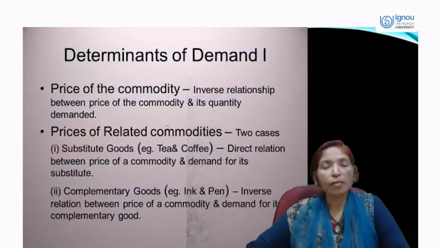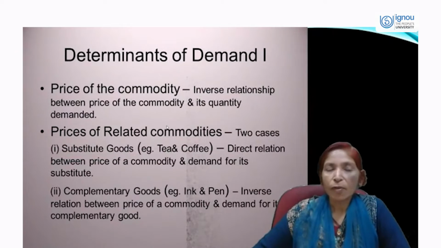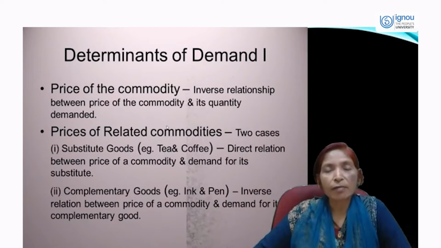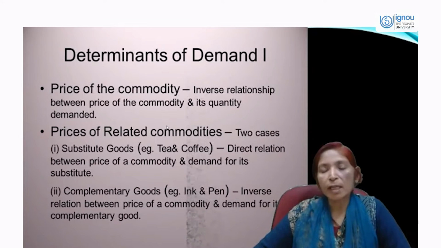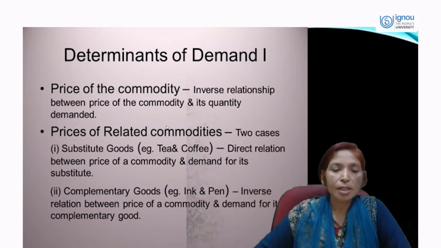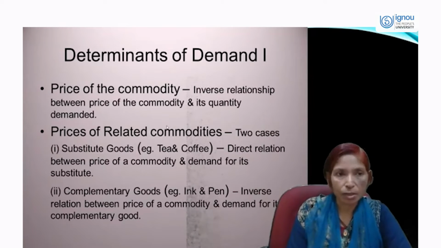Now, next is determinants of demand. As we have discussed, price of the commodity is the main factor affecting demand. It shows the inverse relationship between price and quantity demanded. And price of related goods mainly includes two types of commodities: one is substitute and the other is complementary. In case of substitute goods like tea and coffee, there is a direct relationship between the price of a commodity and the demand for its substitute good. And in case of complementary goods like ink and pen, there is an inverse relationship between the price of a commodity and the demand for its complementary good.